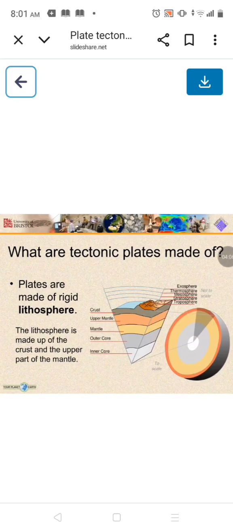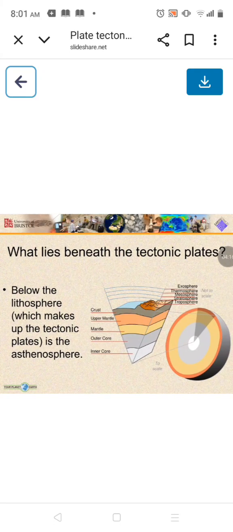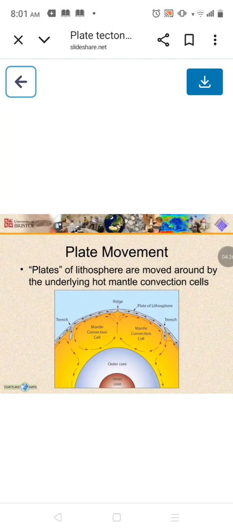So what are the tectonic plates made up of? Plates are made up of rigid lithosphere. The lithosphere is made up of the crust and upper part of the mantle, which I told you is the land. So what lies beneath the tectonic plates? Below the lithosphere, which makes the tectonic plates, is the asthenosphere. Then plate movement: plates of lithosphere are moved around by the underlying hot mantle convection cells.